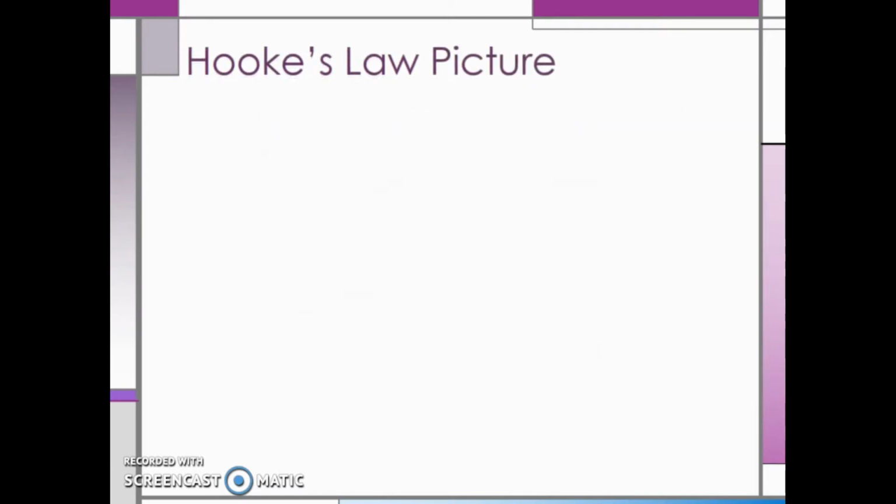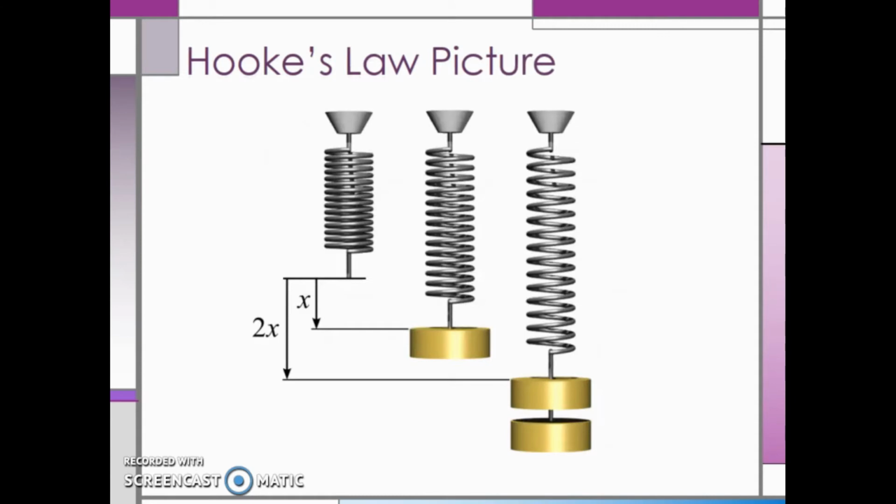Let's take a look at Hooke's law in pictures. As more force is applied or added, the spring is stretched longer. If K stays the same, that means we are using the same spring. Then, as the force increases, so does the change in length. This change in length is proportional to the amount of force, or weight, added to the spring.